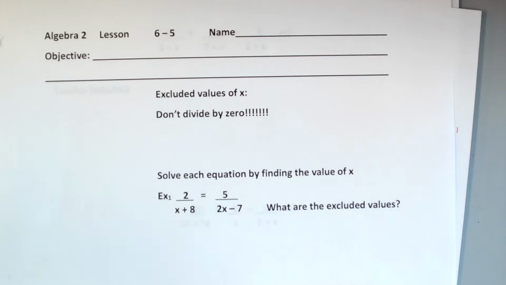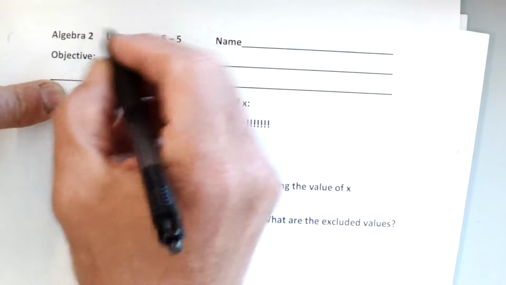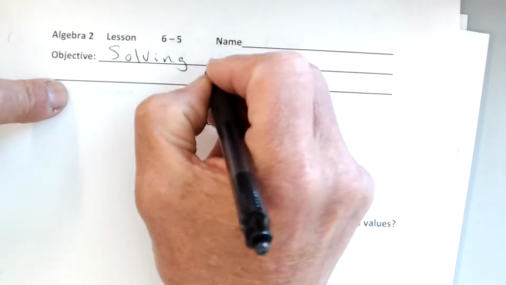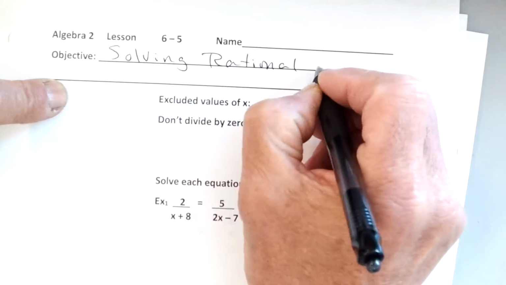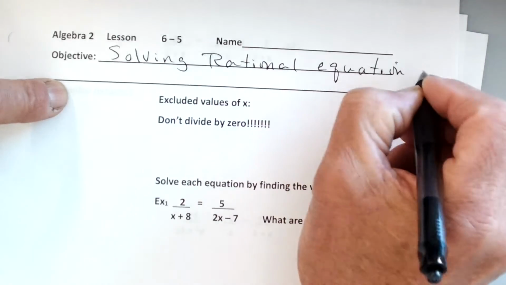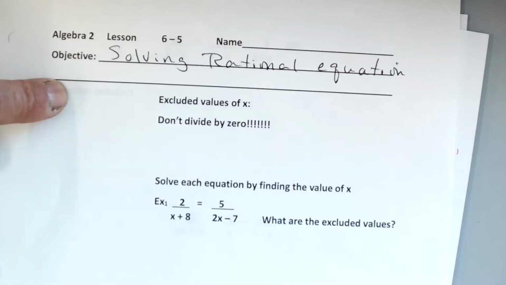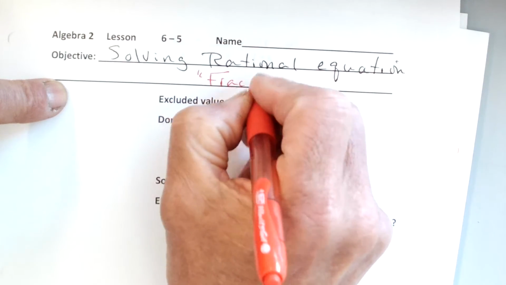Okay, here we go. So today, our whole thing is we're going to be solving rational equations. Okay, so we're going to be solving for x. And of course we know, hopefully by now, that the term rational means fraction, right? I like these.